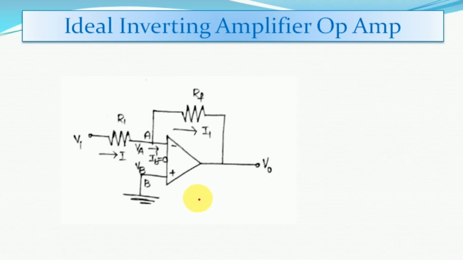Here we are considering the ideal case. We know that for the ideal case, the output voltage of an ideal inverting amplifier circuit will be minus Rf by R1 into Vi. This equation we already derived in our previous videos. If you have any doubt, please check that video. So by considering this formula, we can solve the basic problems.